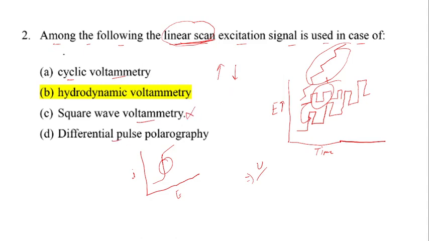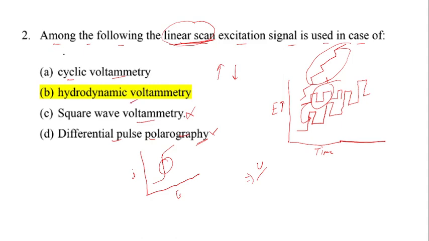Then differential pulse polarography is totally different, because what you are going to measure here is current in a differential pulse. We will discuss this also. It needs to be explained in some question, which will come in a further slide.